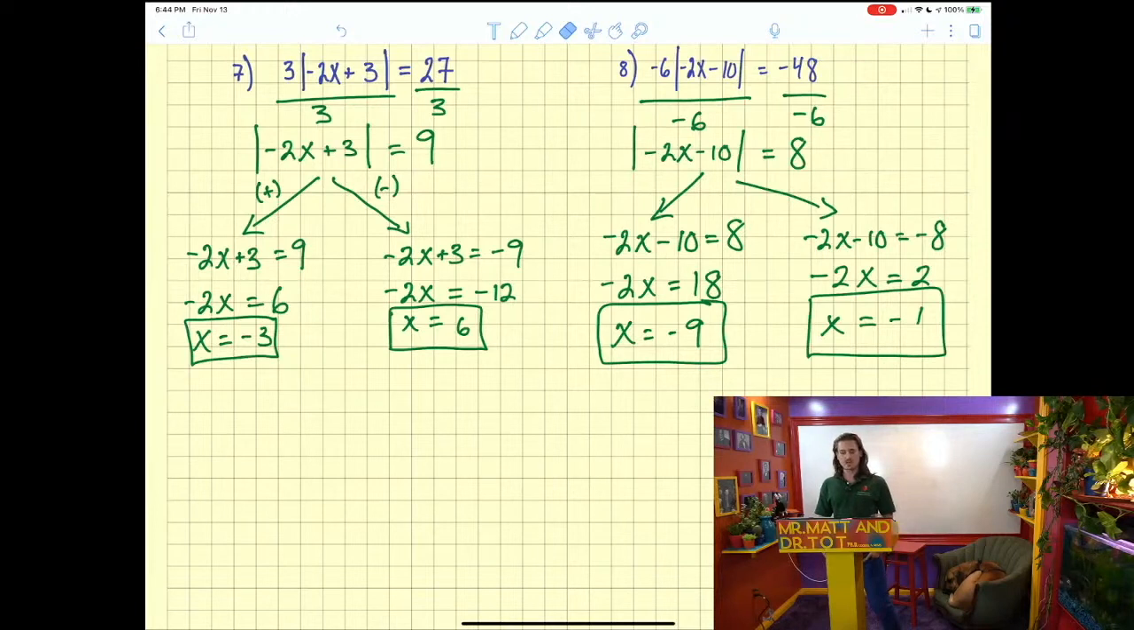Adding 10 on both sides gives me 2 equations of negative 2x is equal to 18 and negative 2x is equal to 2. Finally, dividing by negative 2 yields answers of x is equal to 18 divided by negative 2 is negative 9, and 2 divided by negative 2 is negative 1. So we have x is equal to negative 9 and x is equal to negative 1 as answers to number 8.